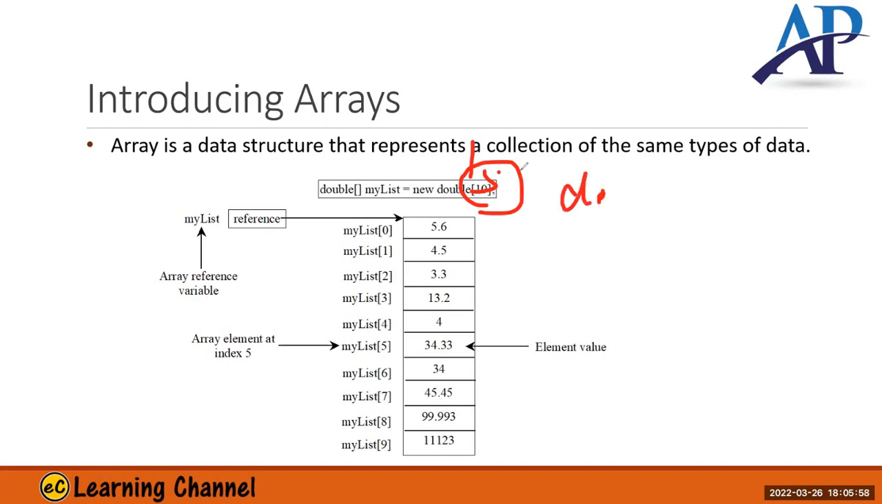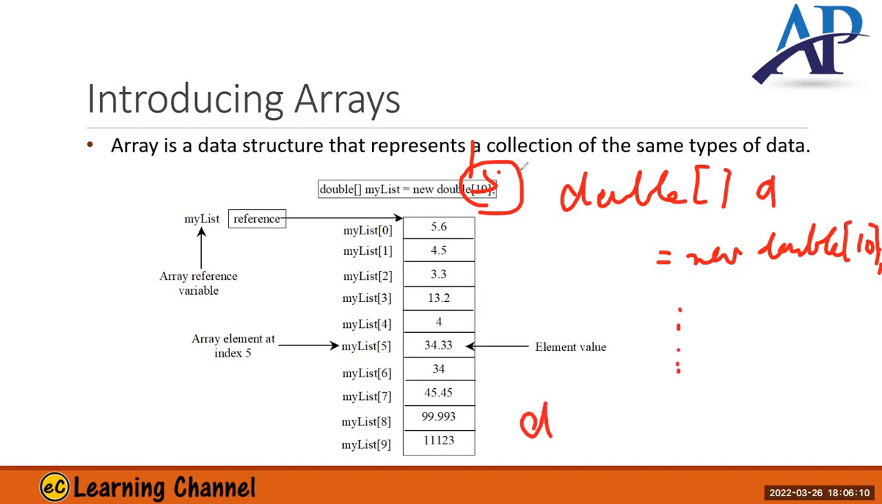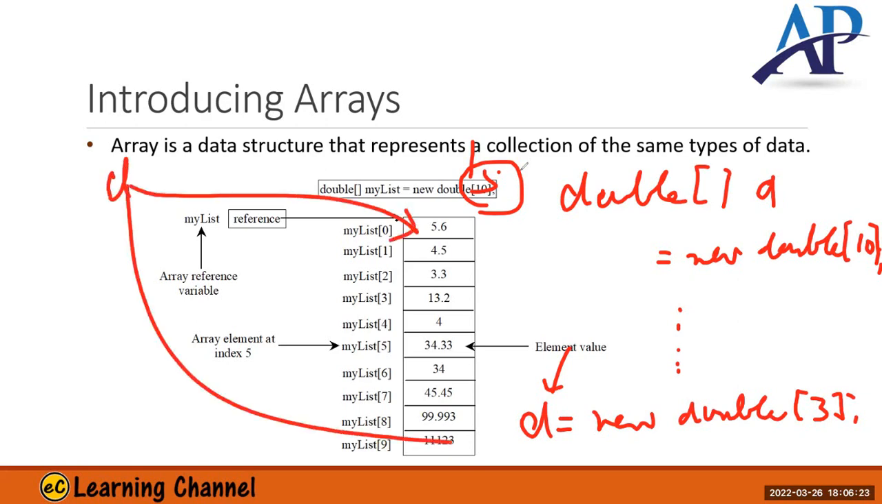For example, you may have a double array d equals new double with 10 elements. But you use it for a while, and later you may assign d equals new double with 3. So you may redirect to a different location. Originally you pointed to one location, then later you may point to a different location. So your array variable is only storing the address.